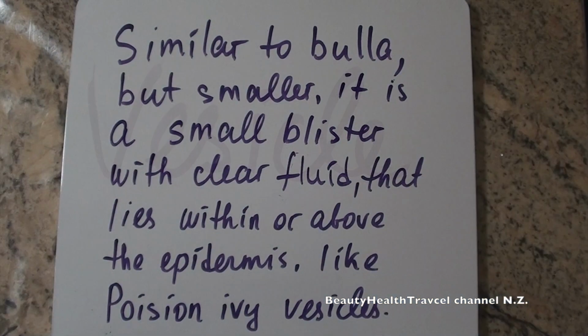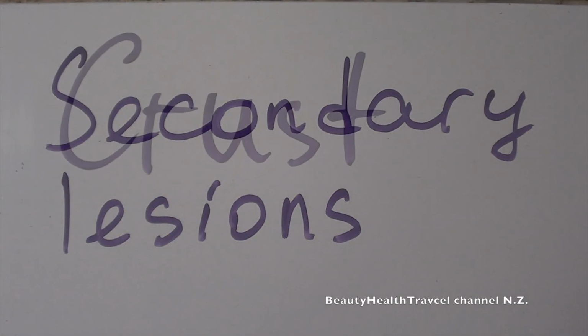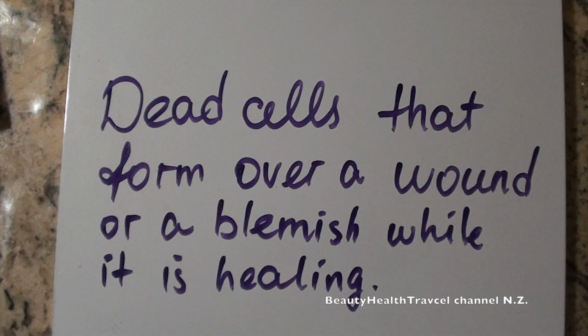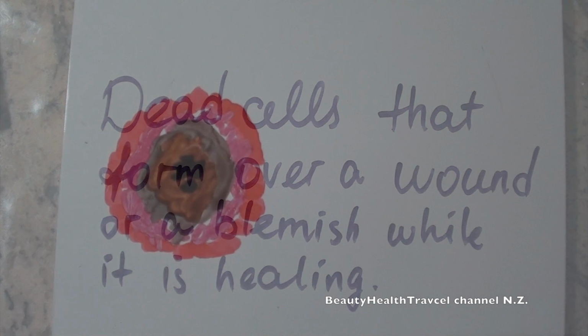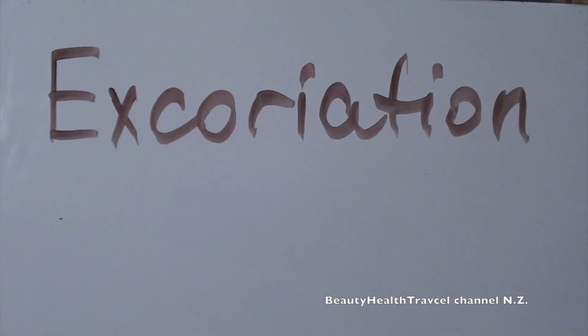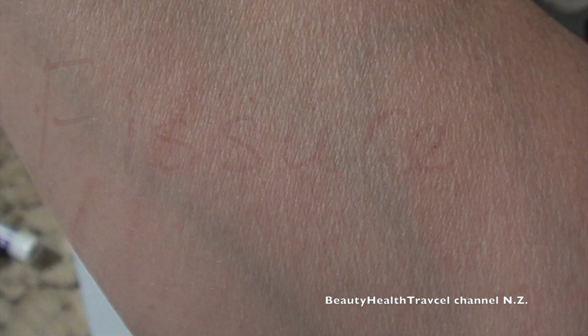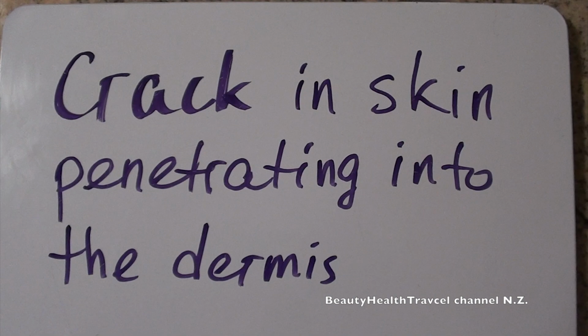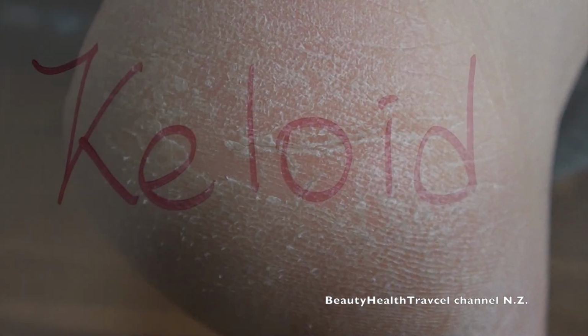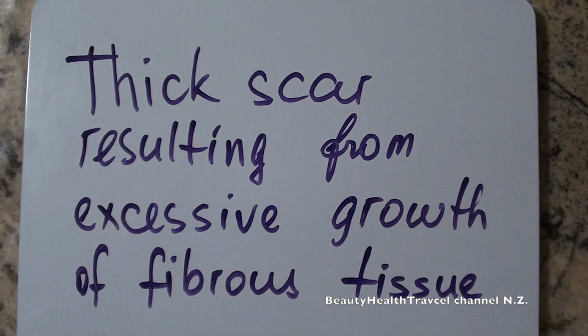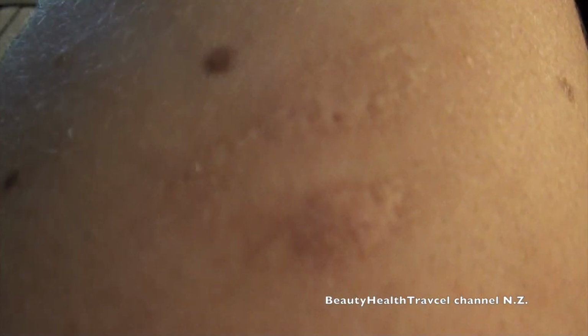Vesicle, similar to bulla but smaller, it is a small blister with clear fluid that lies within or above the epidermis, like poison ivy vesicles. Secondary lesions. Crust, dead cells that form over a wound or a blemish while it is healing. Excoriation, skin abrasion produced by scratching or scraping. Fissure, crack in skin penetrating into dermis. Keloid, thick scar resulting from excessive growth of fibrous tissue.